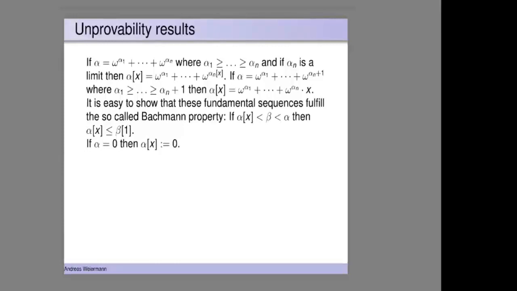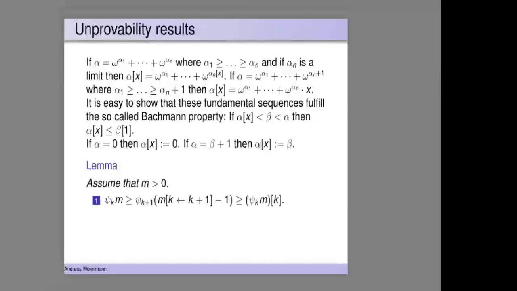For technical reasons, I also define fundamental sequences if alpha is 0 or if alpha is a successor. So if alpha is 0, then the fundamental sequence does nothing, and otherwise I go to the predecessor. Now assume that m is bigger than 0, then I can show that the fundamental sequences and the Goodstein principles fit very nicely together when I use the interpretation function ck. And this is basically the same as for the standard Goodstein principle. This assertion shows by some technique that the first Goodstein principle will be independent of Peano arithmetic.